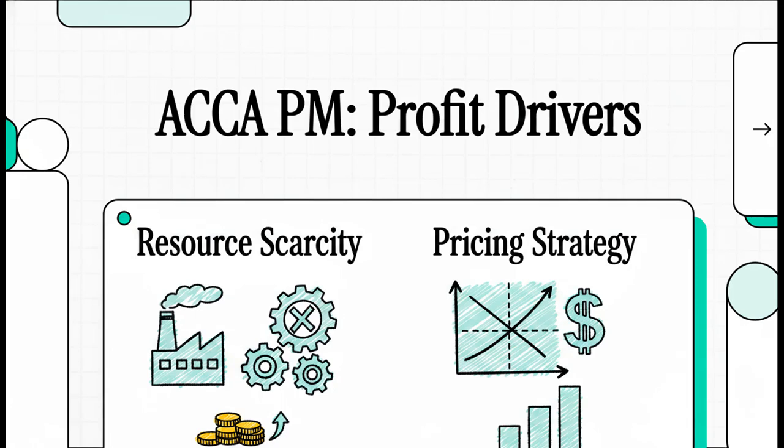All right, welcome to this explainer. Today we're strapping in for a really high-yield approaching session focused squarely on two of the biggest, absolutely most critical profit-driving decisions in the ACCA performance management syllabus. We're talking about resource scarcity and pricing strategy.